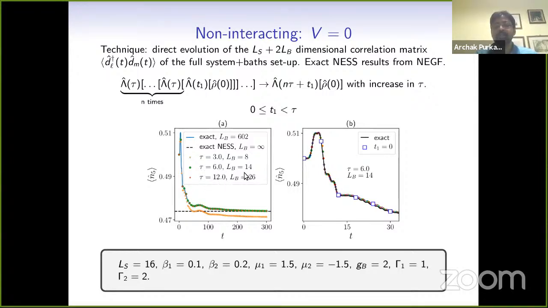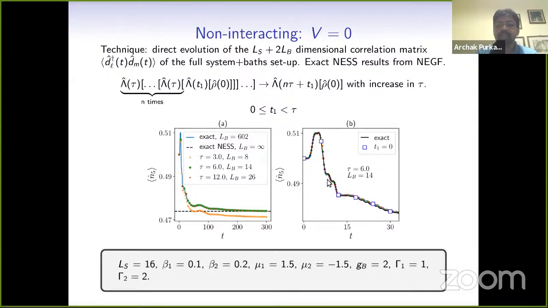And for tau equals 6, you require a bath size of 14. For tau equals 12, you require a bath size of 26. Now, you still have points in steps of tau. How do you get the in-between points? You get the in-between points by utilizing this T1. So you rerun this full thing with various values of T1, and you can generate all the in-between points.